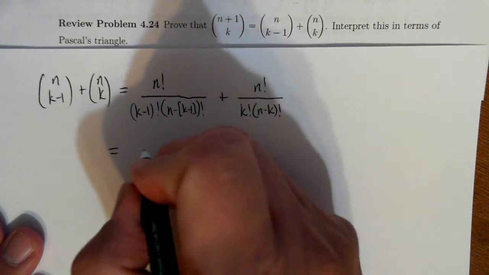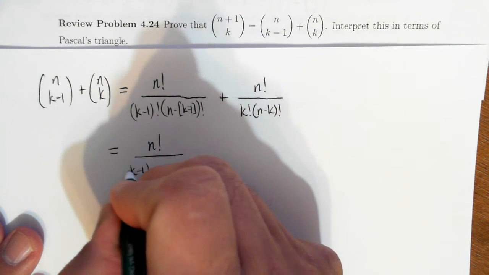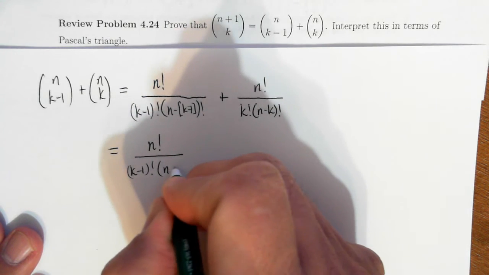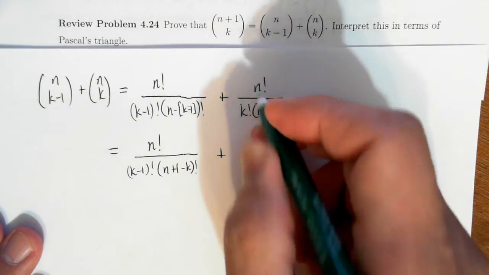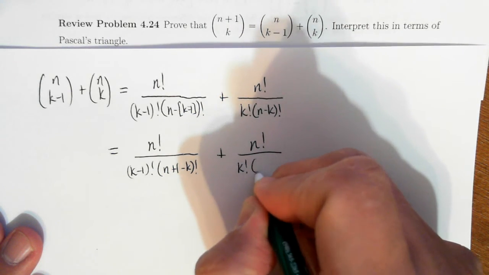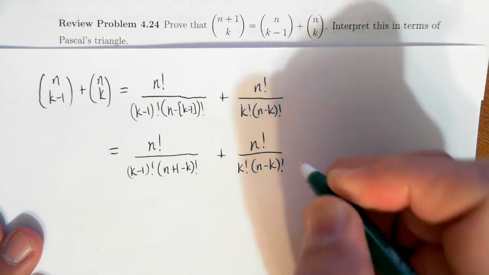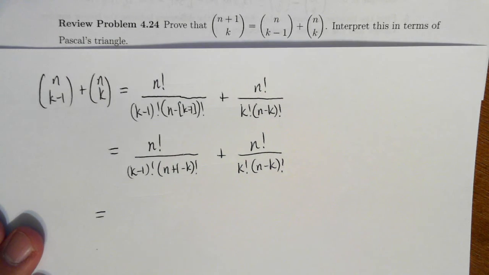Okay, so let's simplify this first. We have n factorial over k minus 1 factorial times n plus 1 minus k factorial, and this next part is n factorial over k factorial times n minus k factorial. Okay, let's now get a common denominator. How will I get a common denominator?